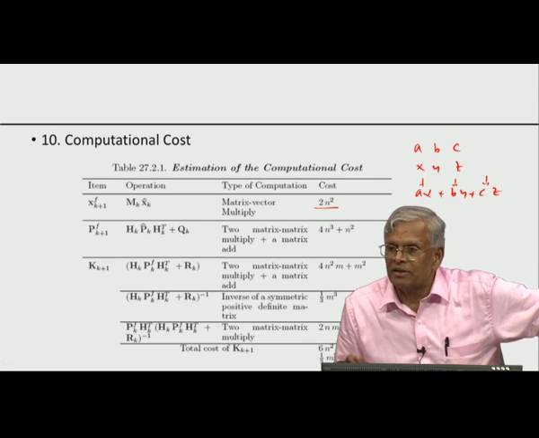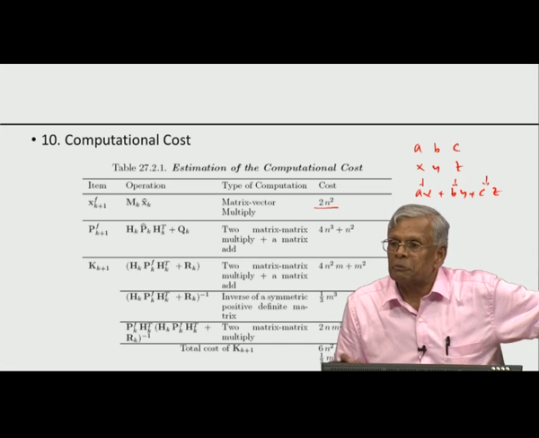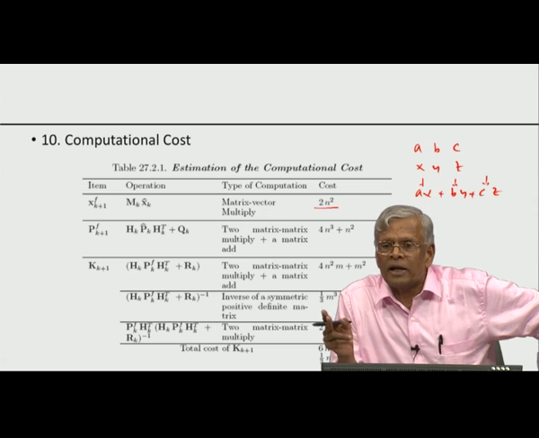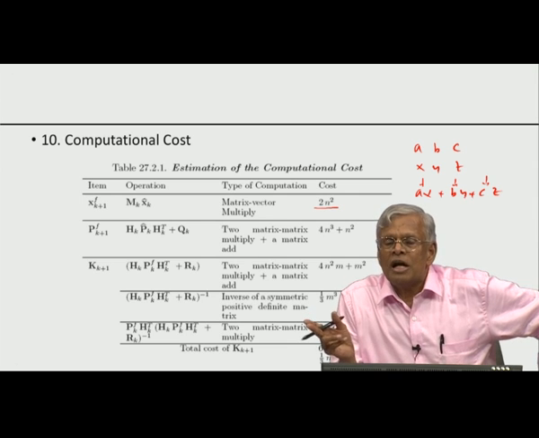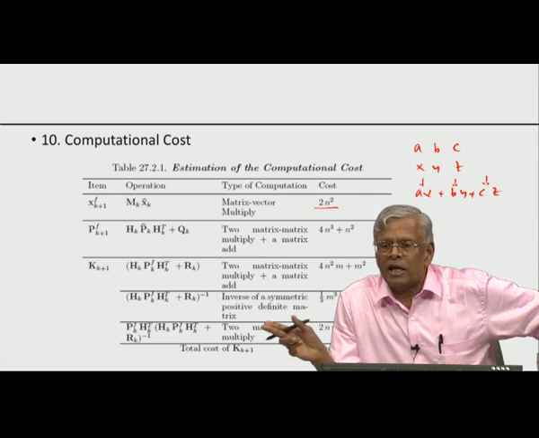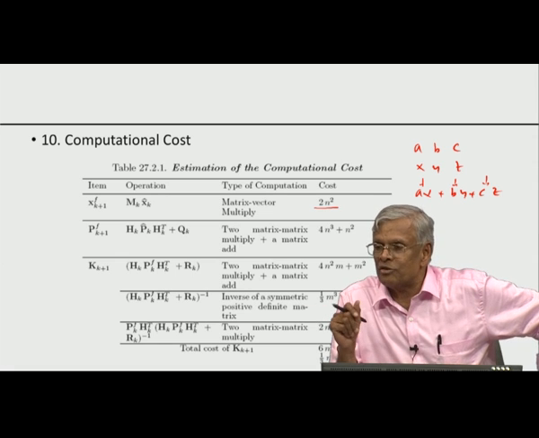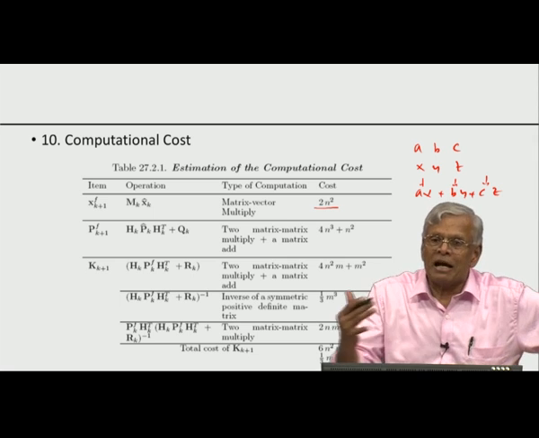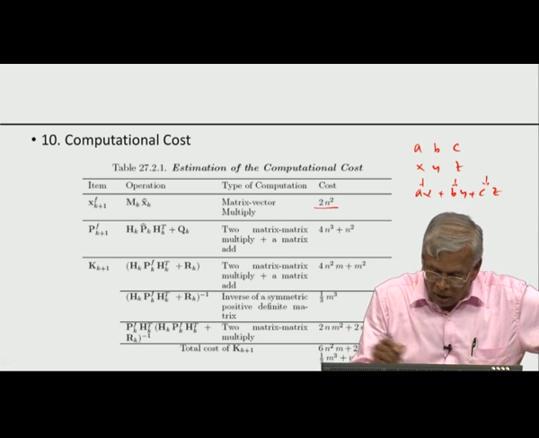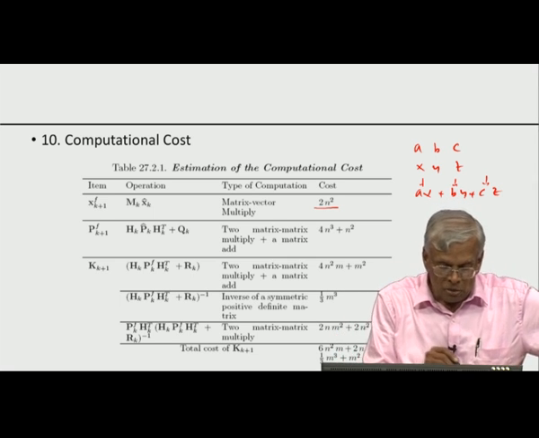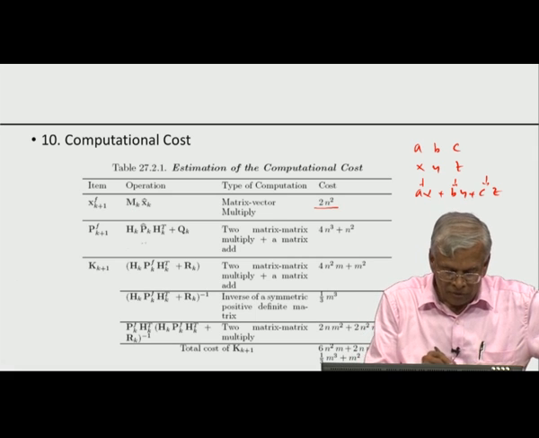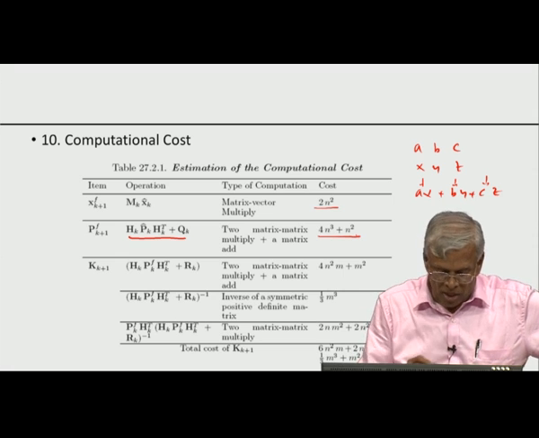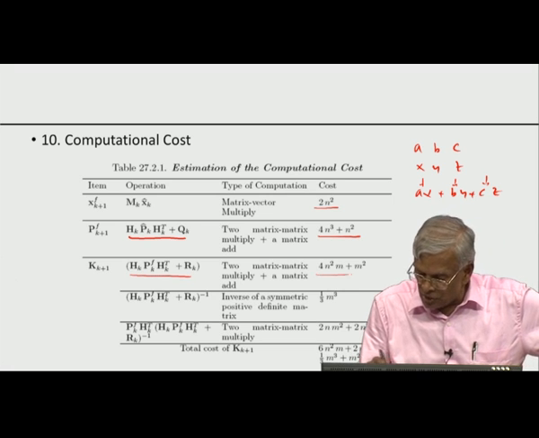So if you have 3-vectors, I have to do 3 multiplications and 2 additions. So if you have to do the inner product of two n-vectors, I have to do n multiplications and n minus 1 additions. Are you with me? Therefore, these are the basic number of operations. So matrix vector multiply is 2n square. To compute this quantity is going to take 4n cube plus n square. To compute this quantity is going to take this much time.